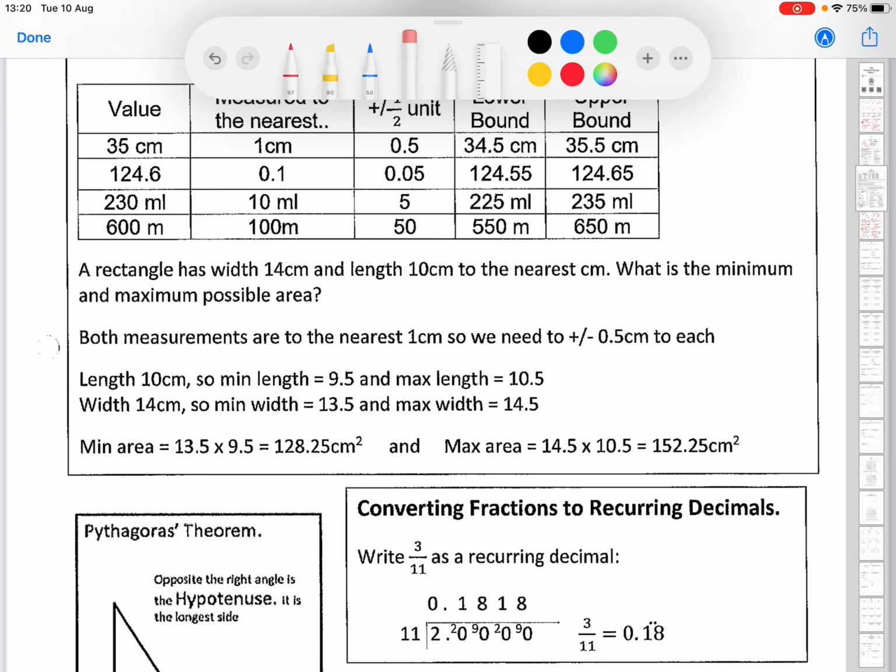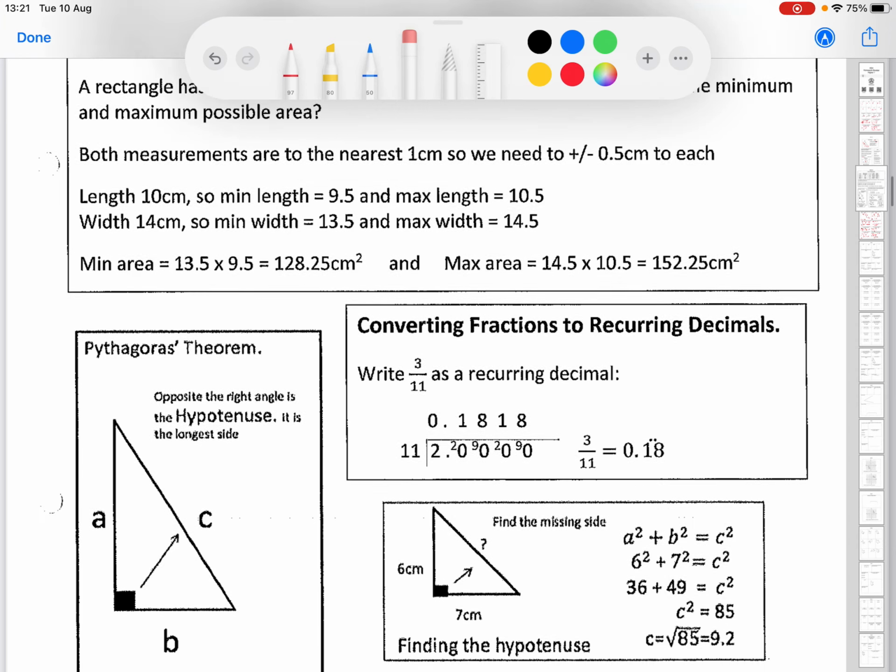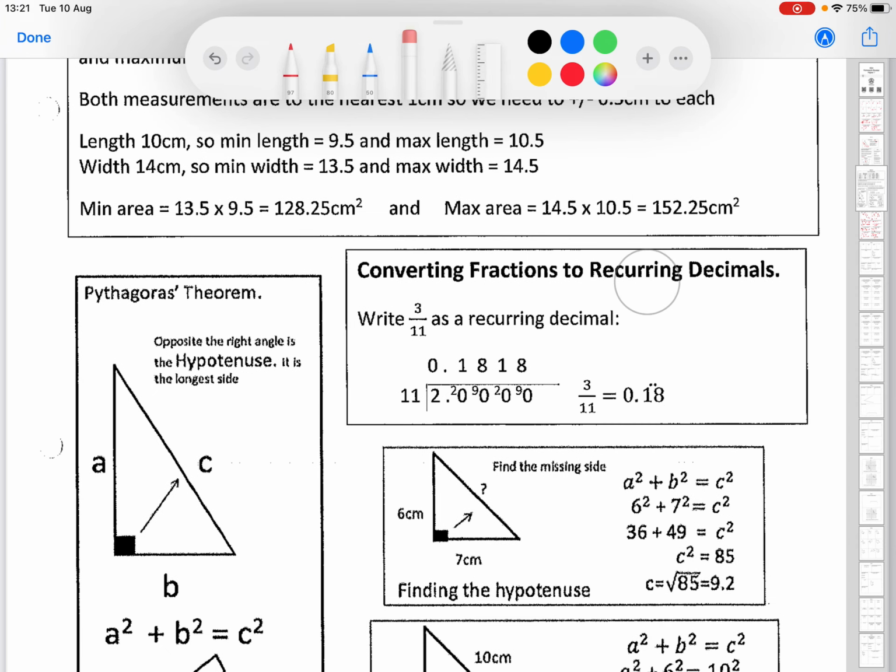If they ask for areas, they've got quite easy ones in here. It does get trickier in higher tier where you've got different shaded areas, where you have to use a different upper and lower bound, especially if you're dividing. But these ones are quite straightforward. If you've got a rectangle with these two measurements, we need the maximum and minimum possible area. If it's measured to the nearest centimetre, we half that to get 0.5. For our lower bounds, we take it away, and for upper bounds, we add it on. So the minimum area is your two lower bounds multiplied, and your maximum area is your two upper bounds multiplied.